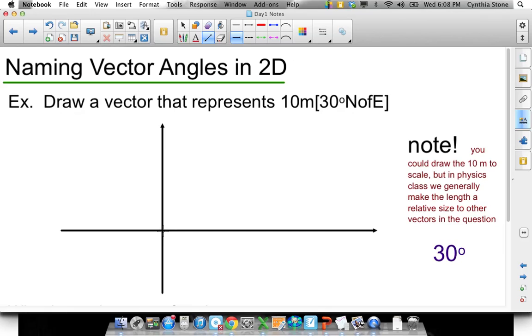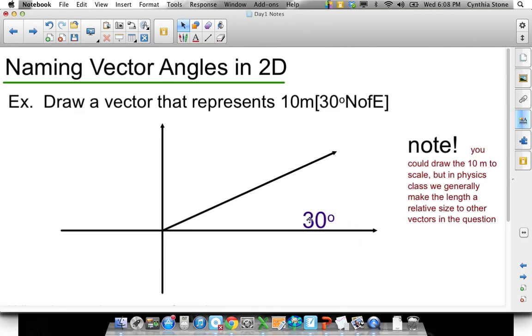And so I'm going to draw, it's not going to be 10 meters, it's not going to be 1 meter or 1 centimeter for every meter, whatever. I'm just going to draw a vector here. But 30 degrees north of east. So this is my north and east quadrant, right? So I'm going to draw 30 degrees north of east. I'm going to draw it right there. And that's my 10 meters, sorry, and my 30 degrees will go right in here.